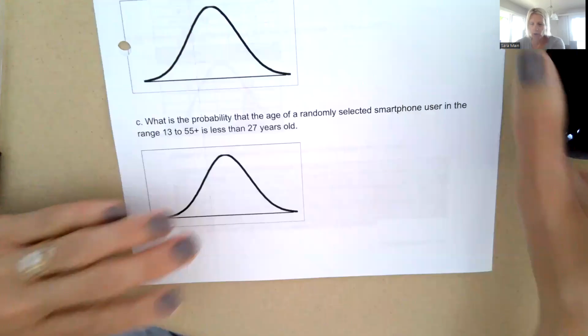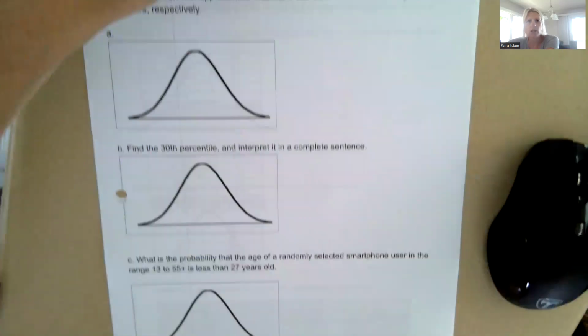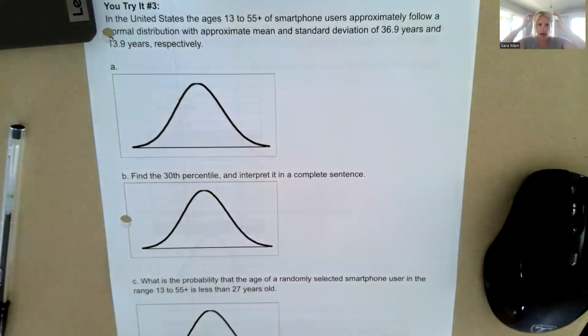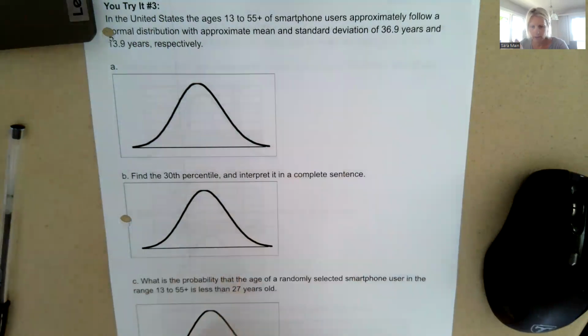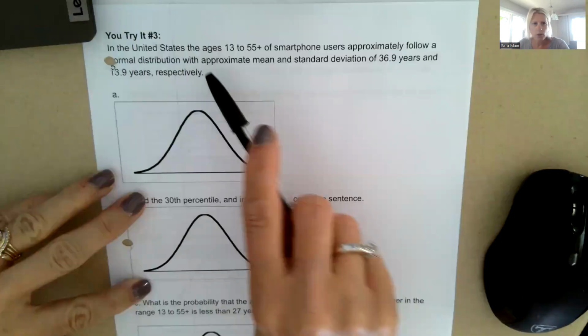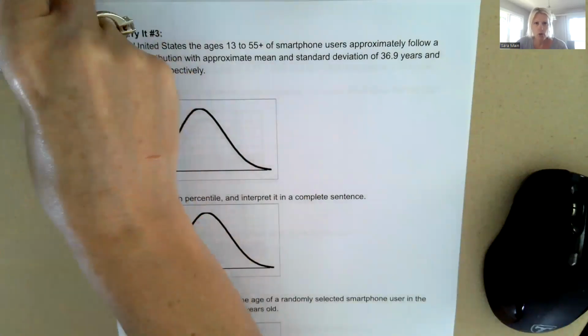We're going to just continue on with a few examples to help you build your understanding of the normal probability distribution, the curve, and how to find probability and X values, depending on what you've been given. So you try it, number 3, have your Desmos open.